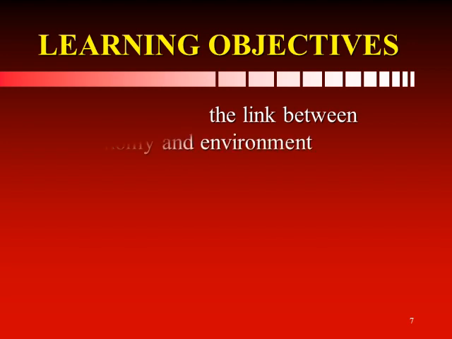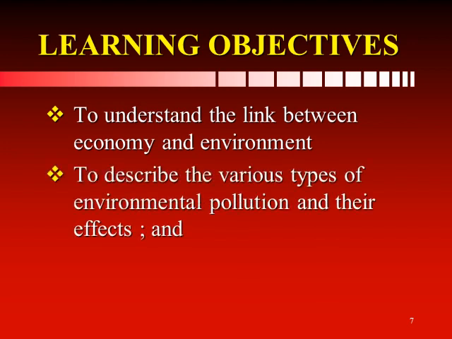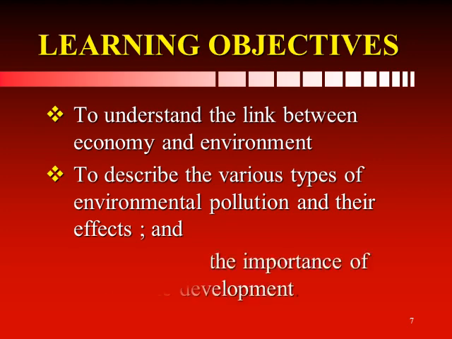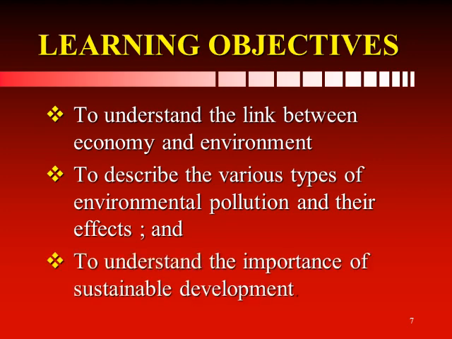Let us see the learning objectives of this lesson. First, to understand the link between economy and environment. Second, to describe the various types of environmental pollution and their effects. And third, to understand the importance of sustainable development. So in this lesson, we'll be learning about the linkage between economy and environment and the various types of pollutions, their effects, causes and the remedial measures, and also about the importance of sustainable development.